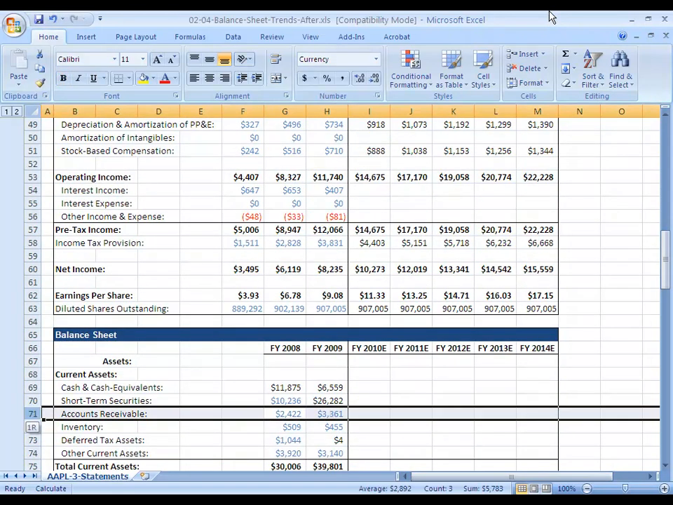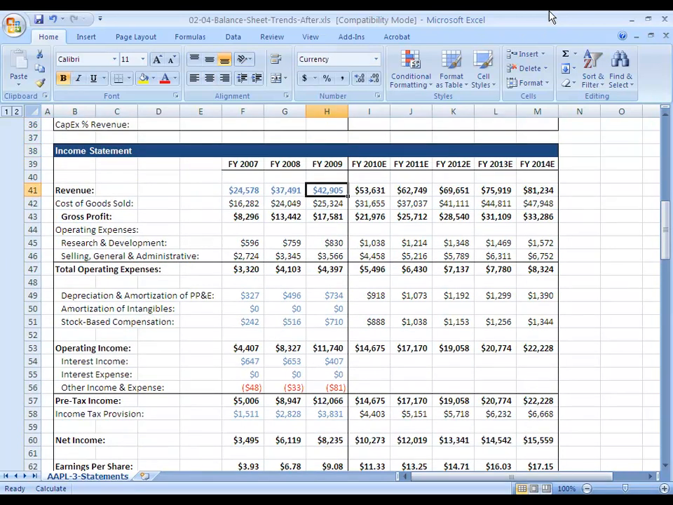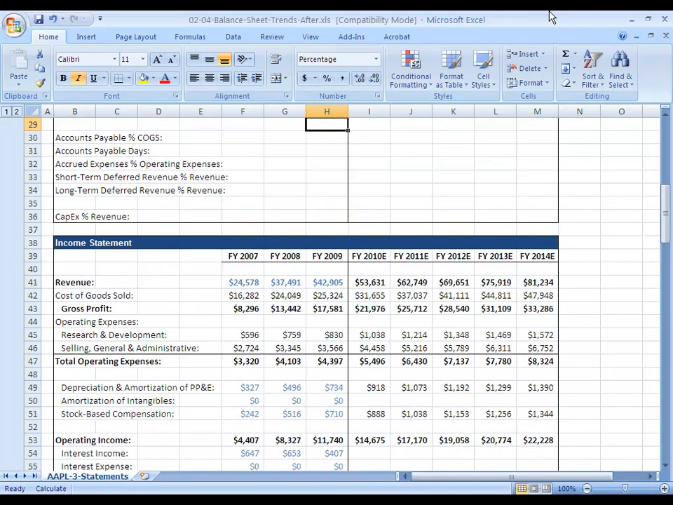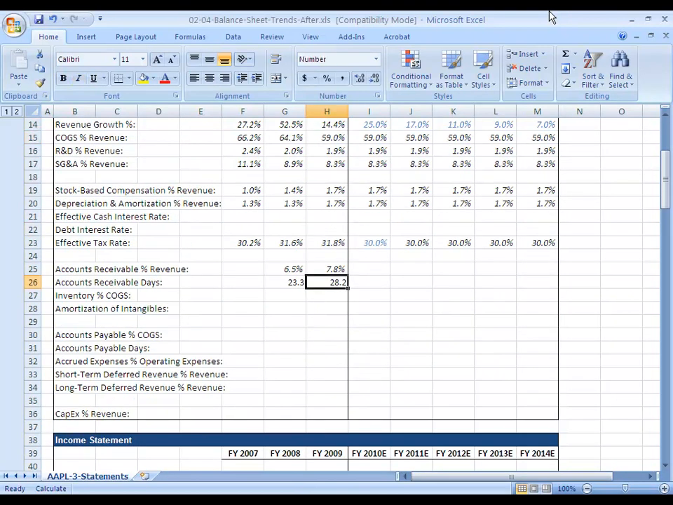So literally what we're saying is this 3.361 billion number right here. Well, if you compare it to this revenue number of 42 or 43 billion, the percentage there is 7.8%. 7.8% of 360 is 28 days, and that's all that accounts receivable days are really telling us.